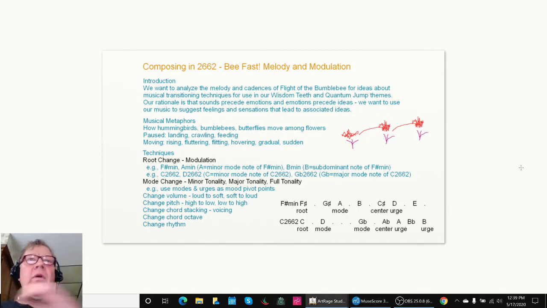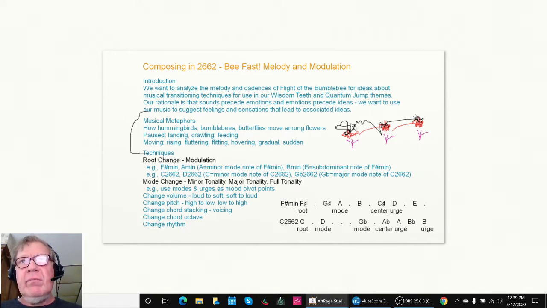We are working with a musical metaphor of how hummingbirds, bumblebees, and butterflies move among flowers. And this is our picture. They can be paused, kind of crawling around or hovering and feeding. They can be fluttering around and maybe landing again. They can be fluttering around and saying, oh, look, there's another flower. And they can land and crawl around on that for a bit. And then they can say, oh, and they flit over here for a little bit.